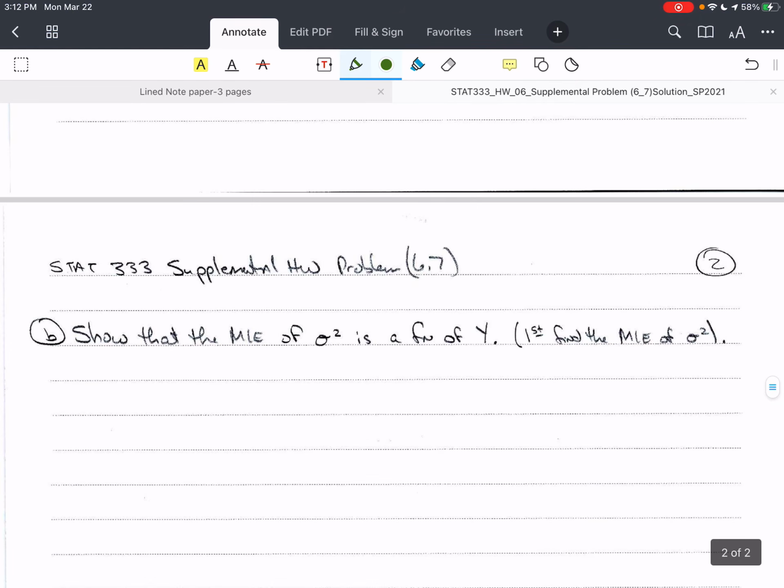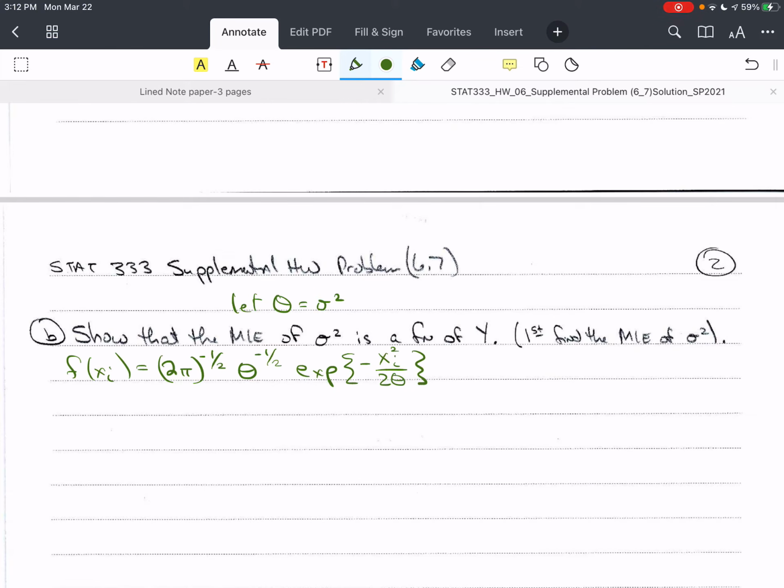Now, part B, show that the MLE of sigma squared is a function of y. To do this, we first have to find the MLE of sigma squared. So I'm going to use f of xi equals, and I'm going to write it in the form of 2 pi to the negative 1/2 theta to the negative 1/2. So you'll notice that I'm letting theta equal sigma squared. Okay, so theta to the negative 1/2 exp to the negative x sub i squared over 2 theta.